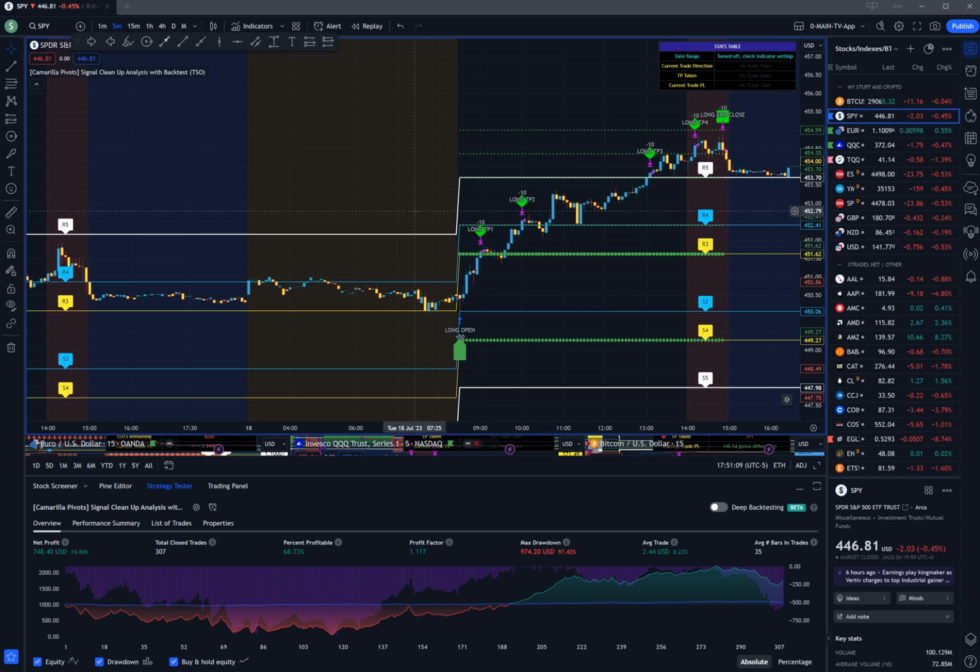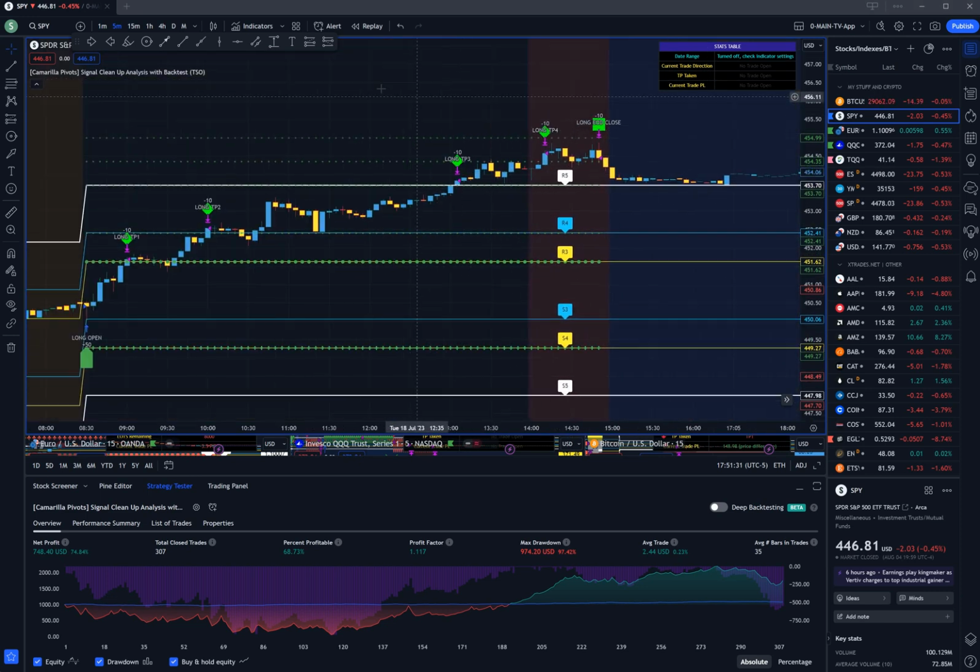Hello, this is tso.trade, and today I'm gonna show our Camarilla Pivots indicator: if you wish to purchase and use it, how to configure its settings, how to check the backtesting, and so on.